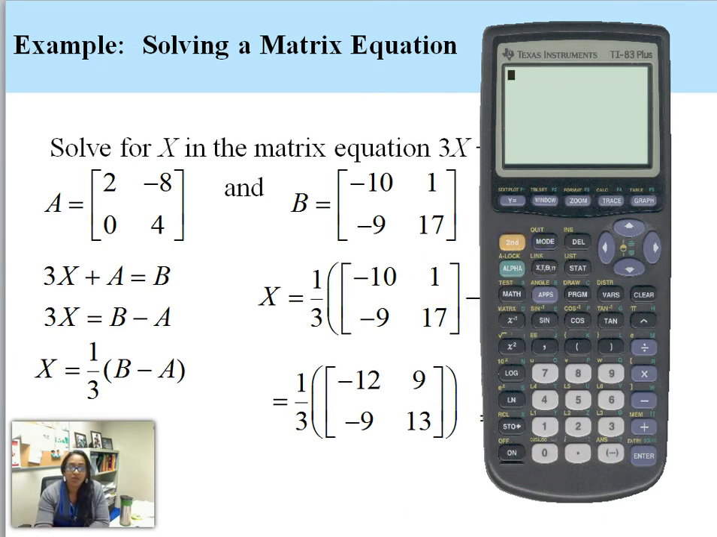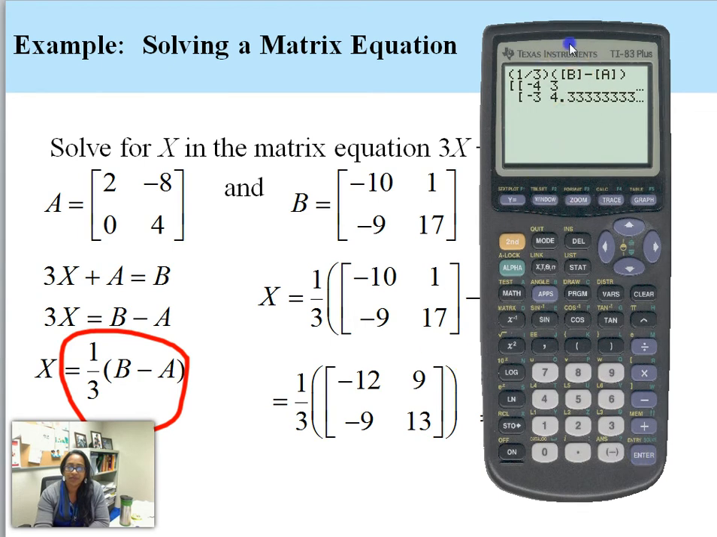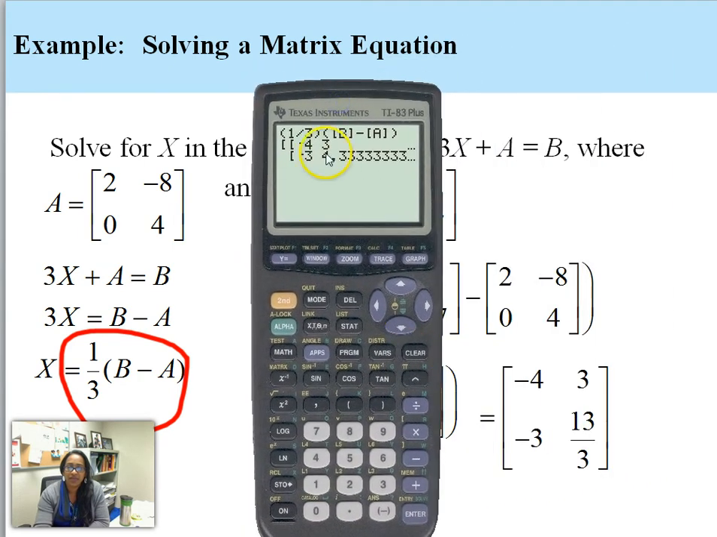Remember what x is here? x is 1/3 times (B minus A). So now I'm going to have 1 over 3 times B. B is a matrix, and B minus A is a matrix, so I have to go second, matrix, and enter, close parentheses, enter. So when I go ahead and see that, it gives me -4, 3, -3, and 4.333, which is technically 13 over 3. It gives it to us in a decimal value.